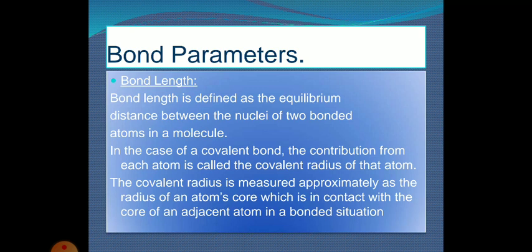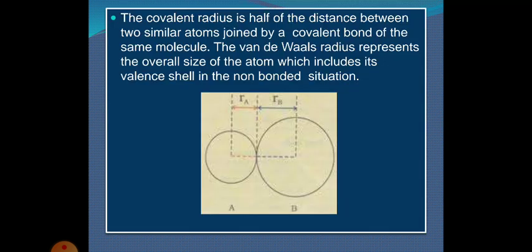Now here in the case of a covalent bond, the contribution from each atom is called the covalent radius of that atom. The covalent radius is measured approximately as the radius of an atom core which is in contact with the core of an adjacent atom in a bonded situation. If we consider it pictorially, we can understand the covalent radius is half of the distance between similar atoms joined by a covalent bond in the same molecule.